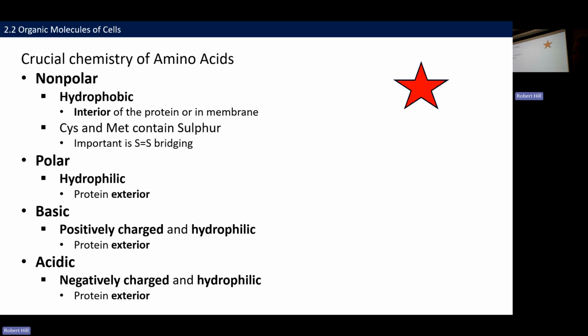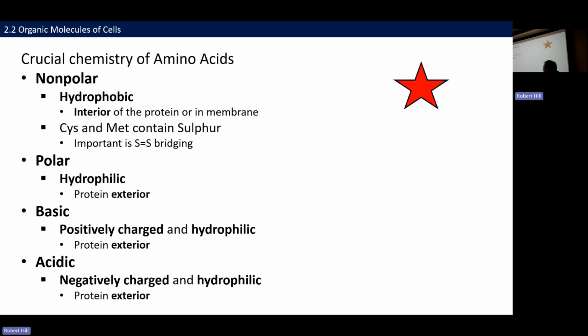The polar are hydrophilic. They're typically found on the exterior of the protein, right? The basic group, these are positively charged and hydrophilic because of their chemical makeup, because of that side chain. They're found on the exterior because they're hydrophilic. They can also interact with other molecules, other amino acids, maybe in the same protein or in other proteins. And then the acidic group, these are negatively charged. And just like the basic group, they can also interact with other molecules as well.